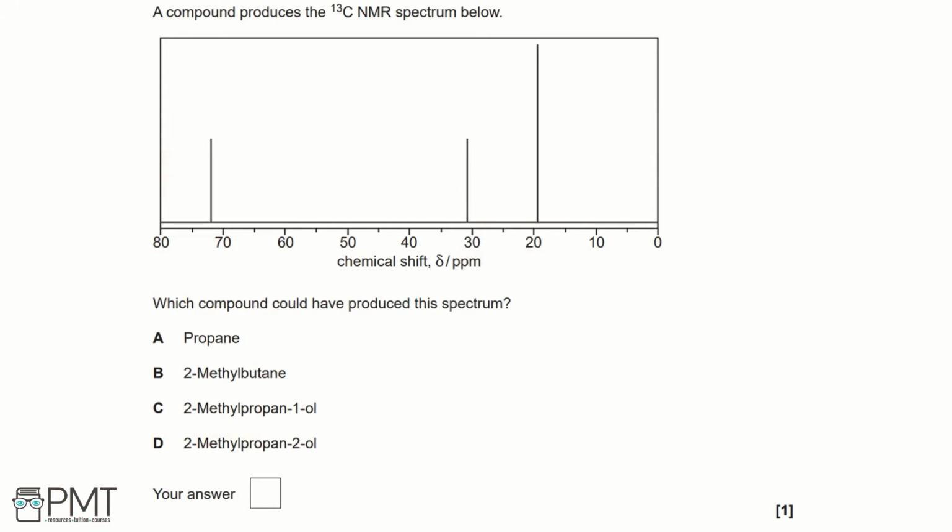A compound produces the carbon-13 NMR spectrum below. Which compound could have produced this spectrum? A. Propane, B. 2-methylbutane, C.